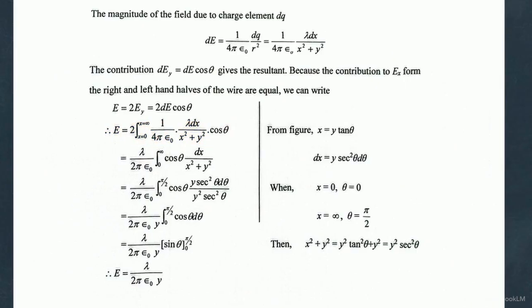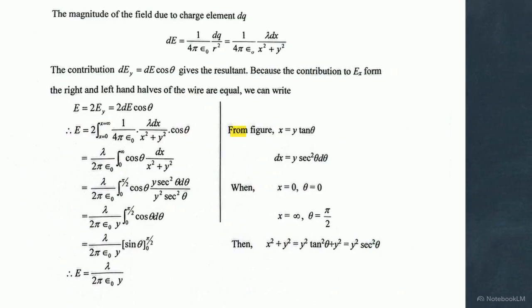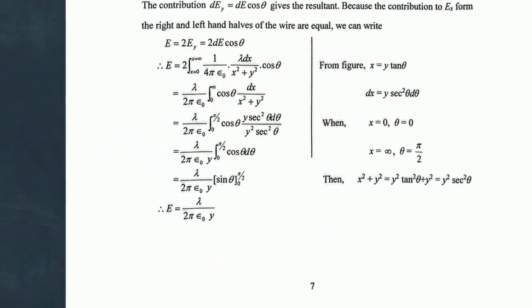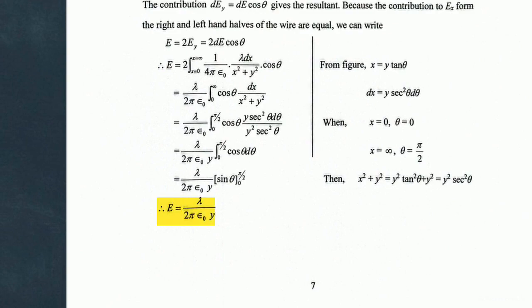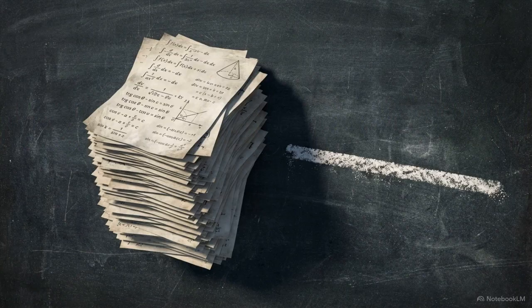To actually solve this, the math requires a complex trigonometric substitution, swapping x for y tan theta and recalculating the integral's bounds. After several steps of calculus, we reach the final result. The electric field E equals lambda over 2 pi epsilon naught y. The answer is correct, but the process required pages of tedious trigonometry just to solve for a single straight line.